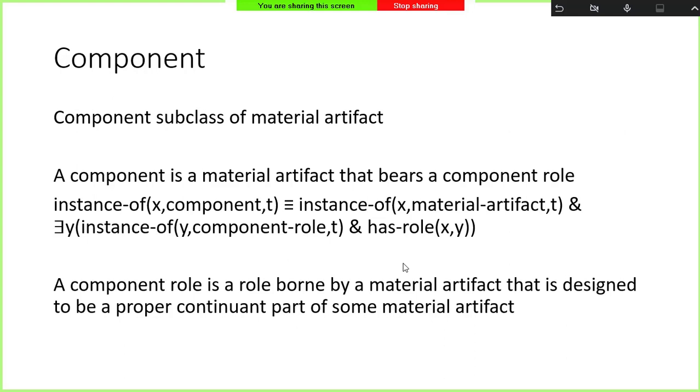So component: every component is made for a purpose, so it's a material artifact, and it bears a component role. And what that means is that it's designed to be a proper continuant part, which means not identical to, but smaller than, some material artifact. So we have two material artifacts going along here. The one which is the component, and the other which is the larger entity which the component is a component of. And then we can define the component-of relation in the obvious way.